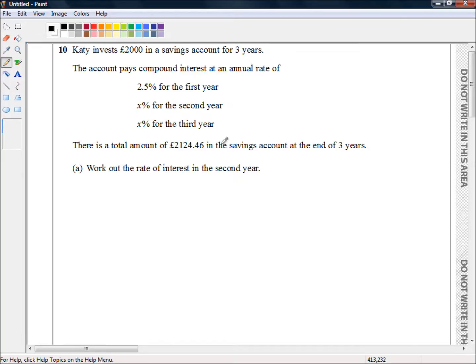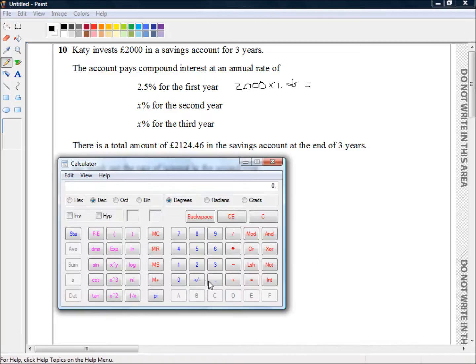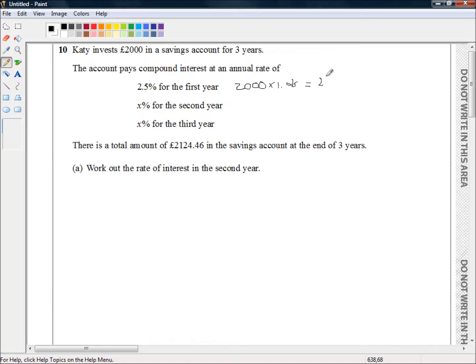Okay, so after the first year, what's she got? She's got £2,000 plus 2.5% of £2,000, which is equal to 2,000 times 1.025, which is equal to £2,050.